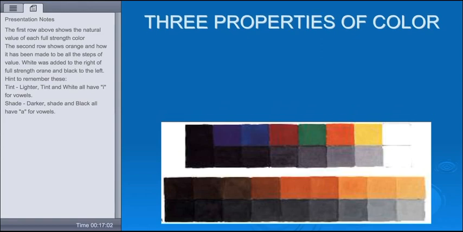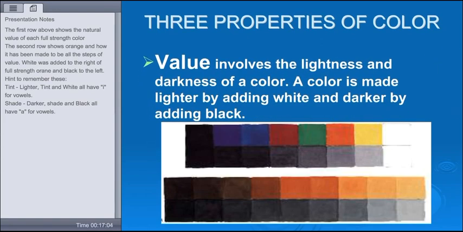Value is the second property of color. Value involves the lightness and the darkness of a color. A color is made lighter by adding white and darker by adding black. Now, if you look at the first row, it shows the natural value of each full-strength color. So you have yellow, orange, green, red, blue, and purple. And it started with white, but you can hardly see it there.